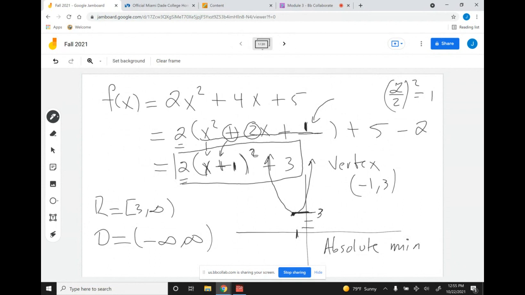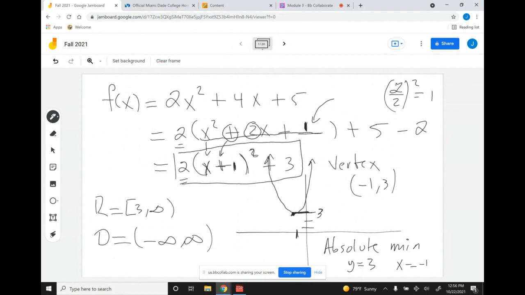And that is when the absolute minimum is at where? When y equals 3 and x equals negative 1. So that's when that happens, okay? So the minimum is 3. And when does it happen? When x equals negative 1.